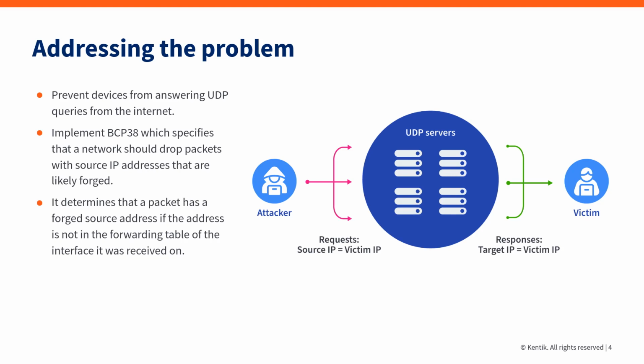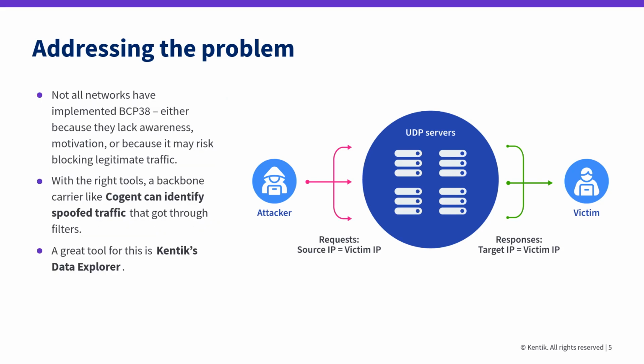It's not a foolproof system. There's a couple of issues there. Not all networks have implemented BCP 38. Probably the biggest issue is just lack of awareness, lack of motivation. There are some corner cases where it could potentially put some traffic at risk of blocking legitimate traffic in the event that there's some sort of asymmetric routing going on between two transit providers. But I would guess, if maybe there's a study, that most of the lack of BCP 38 is simply that people just haven't done it.